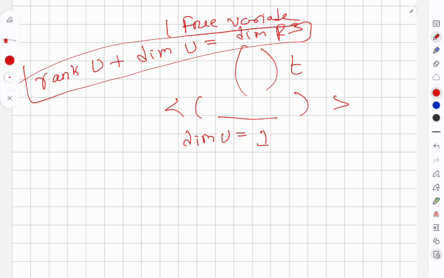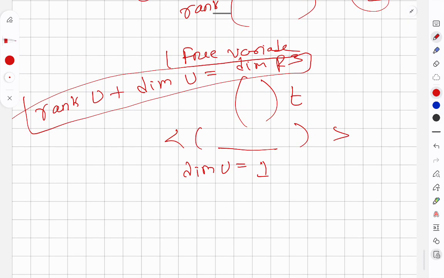Yeah, that's it for the dimension and the image and kernel. Now we will do the next bit.